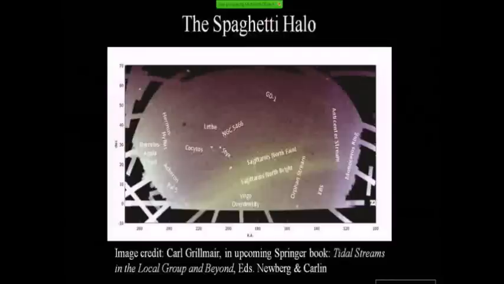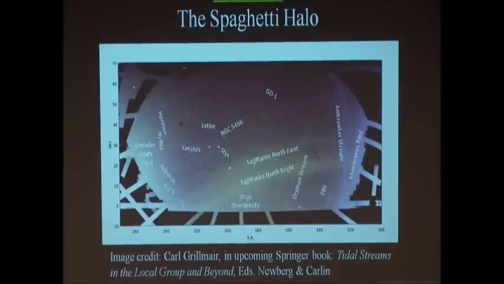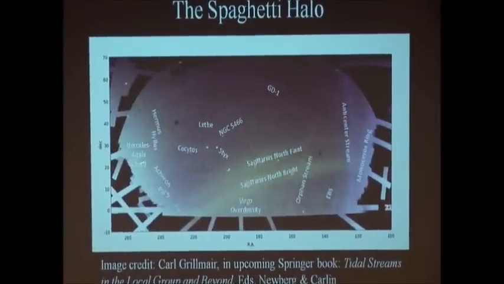Okay. This is a recent picture done by Carl Grillmair, who has the same data, except on here he's drawn the positions of a whole bunch more little streams that have been found in the Sloan Digital Sky Survey by looking in finer and finer detail. And so there's lots and lots more streams, smaller streams that are being discovered in addition to these really big ones that were discovered before. And this was made for this upcoming Springer book, Tidal Streams in the Local Group and Beyond, which is edited by Newberg and Carlin, which you should look for sometime in the near future.